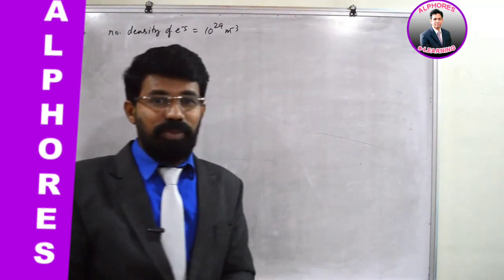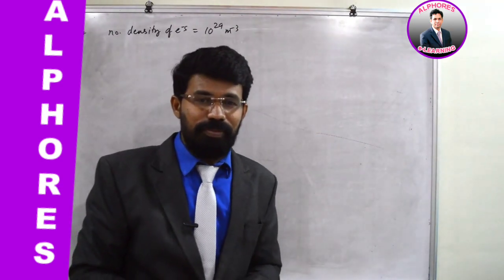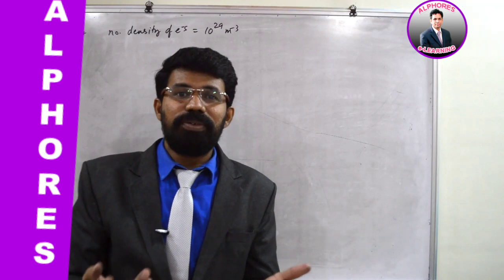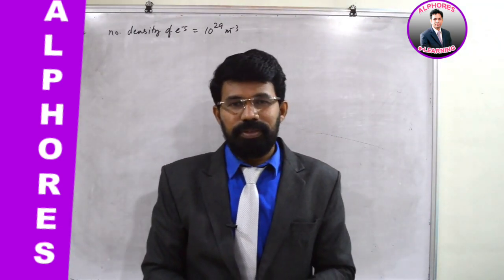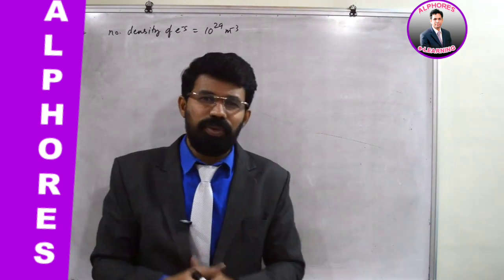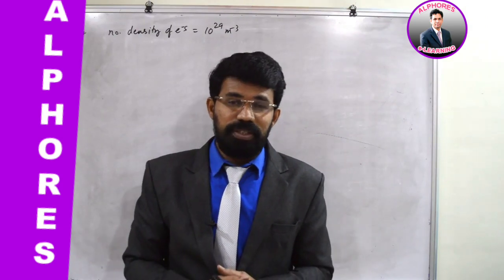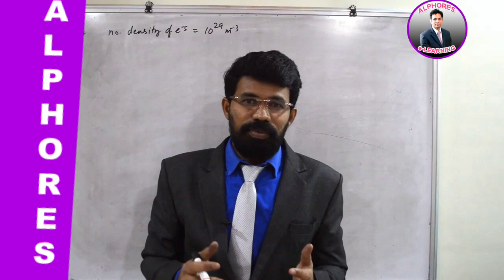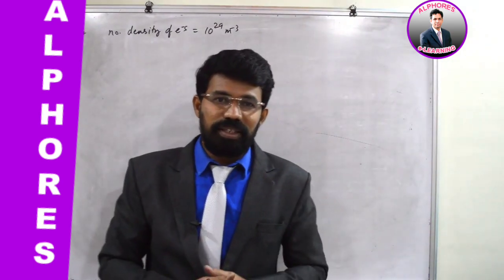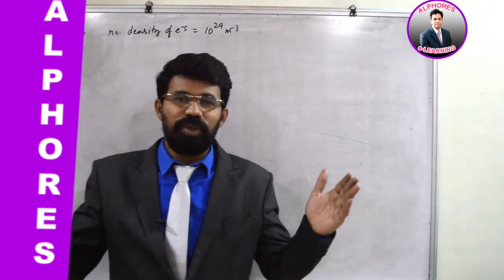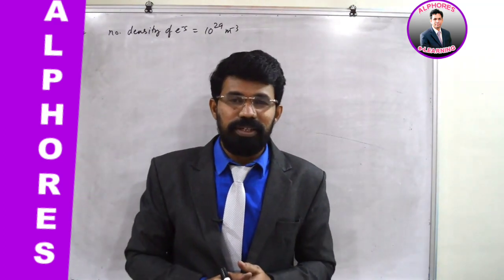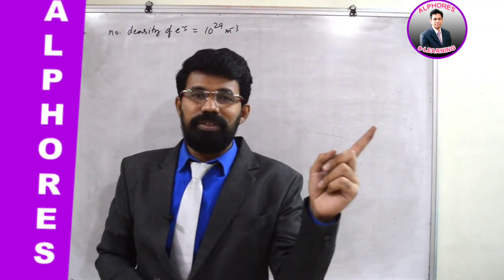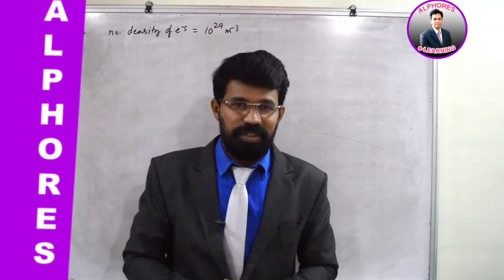So with what velocity approximately they might be moving at room temperature? Do you know? Approximately 10 power 5 meter per second. Even that is not a small number. It's a huge velocity. If that is the situation, you can think, if you do not supply any electric field from outside, if you do not create any potential difference across the ends of the conductor, you cannot make sure that there will be a net charge flow in a particular direction.